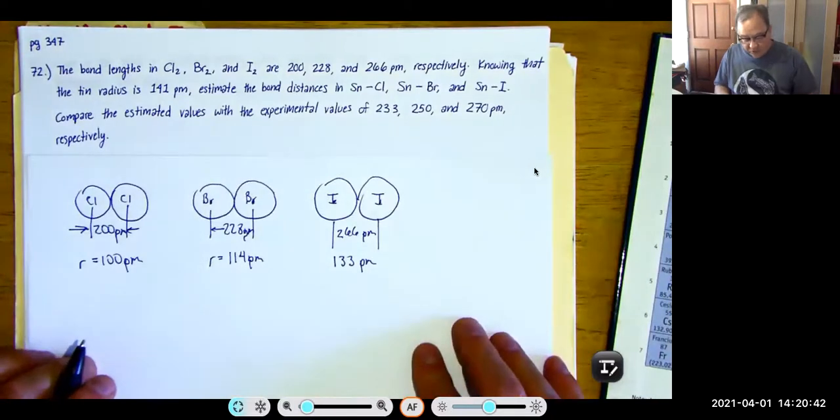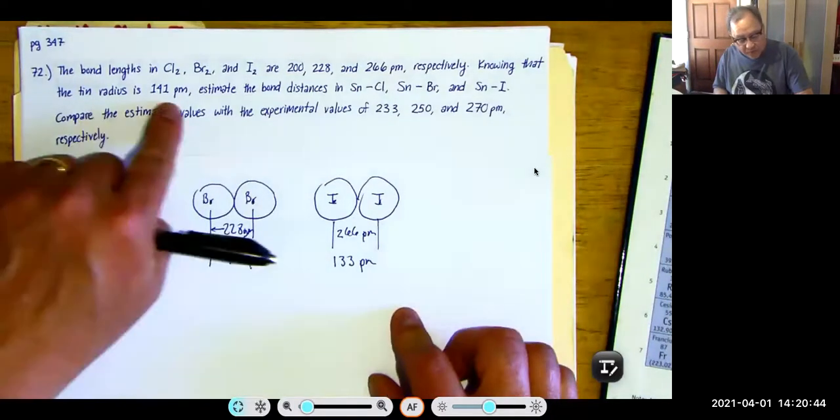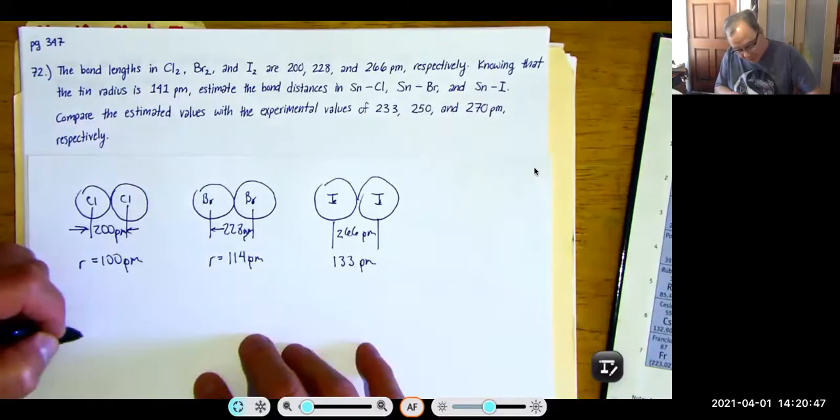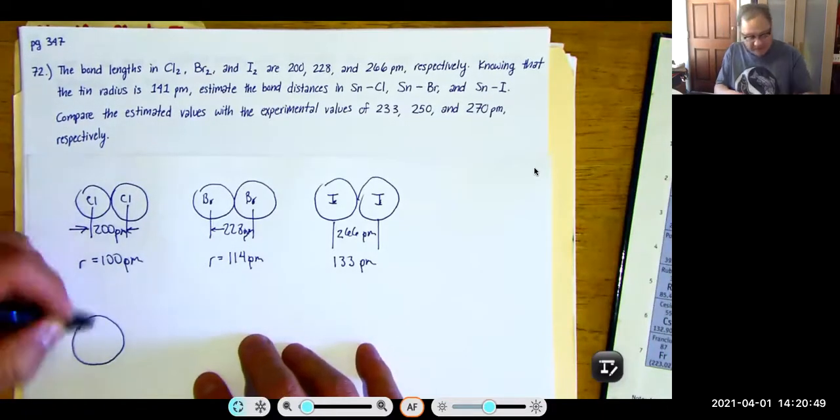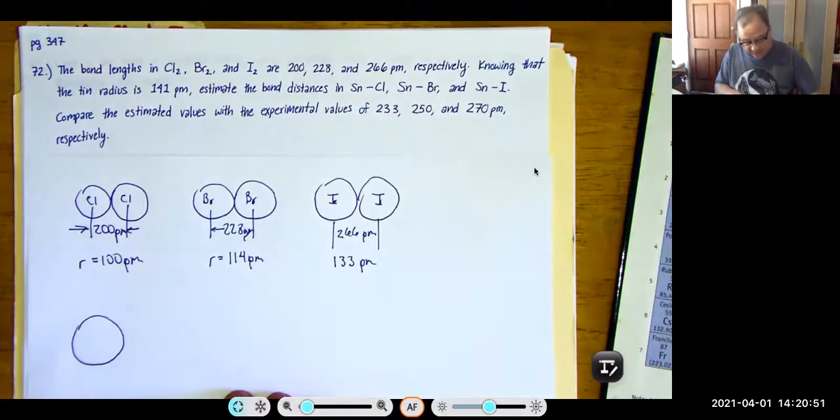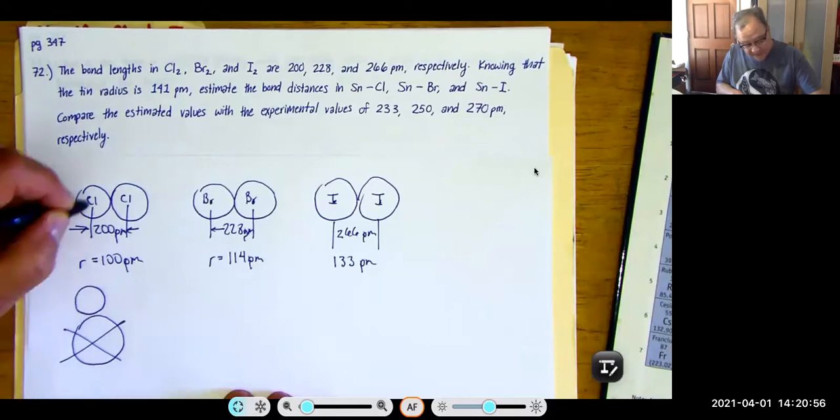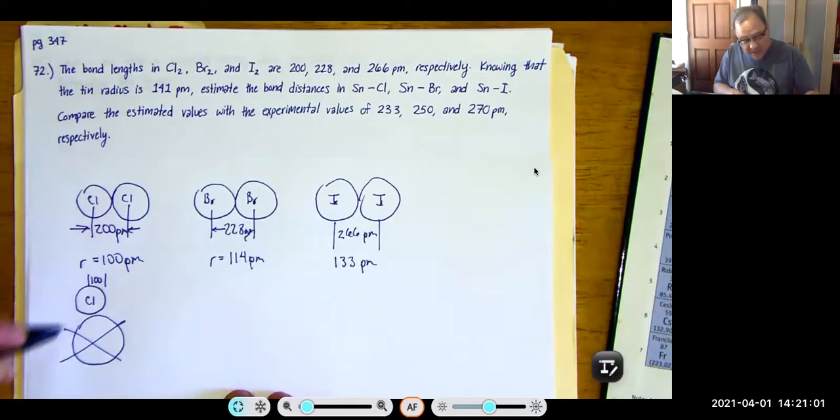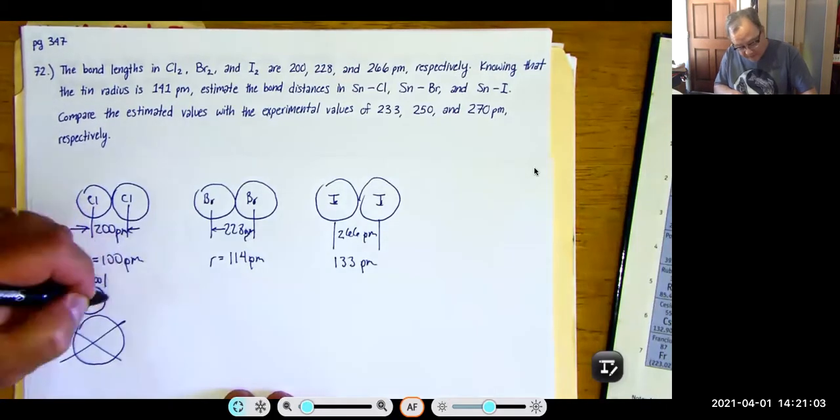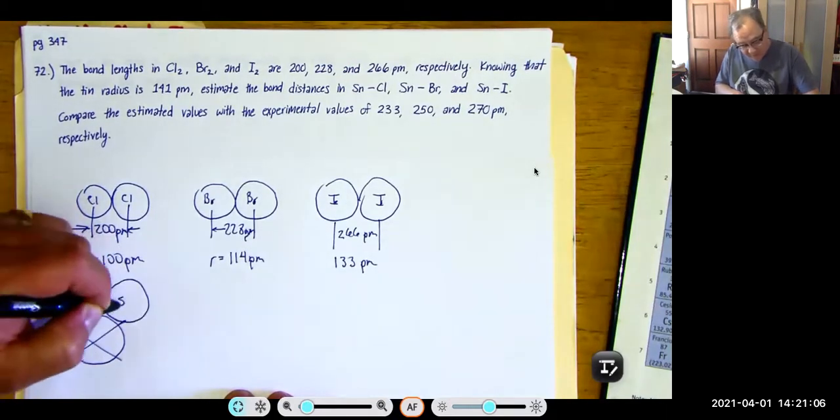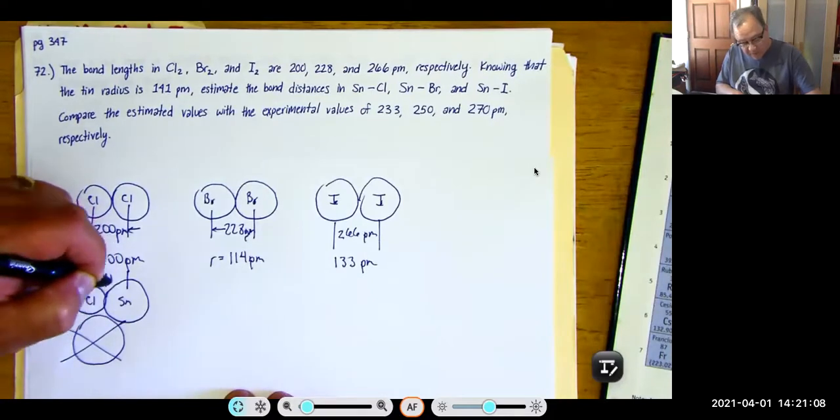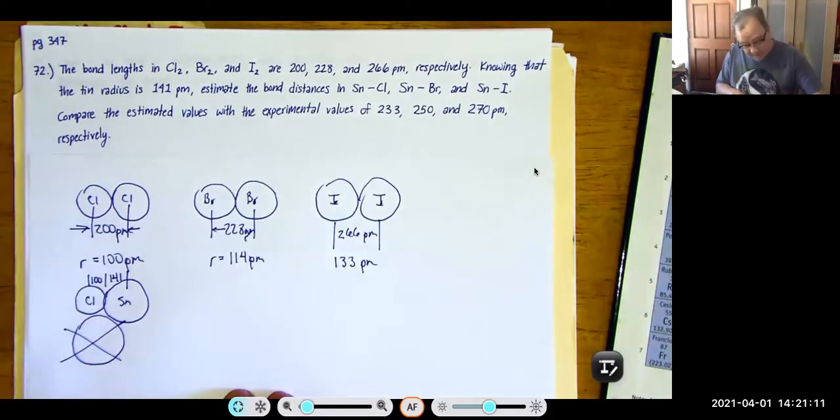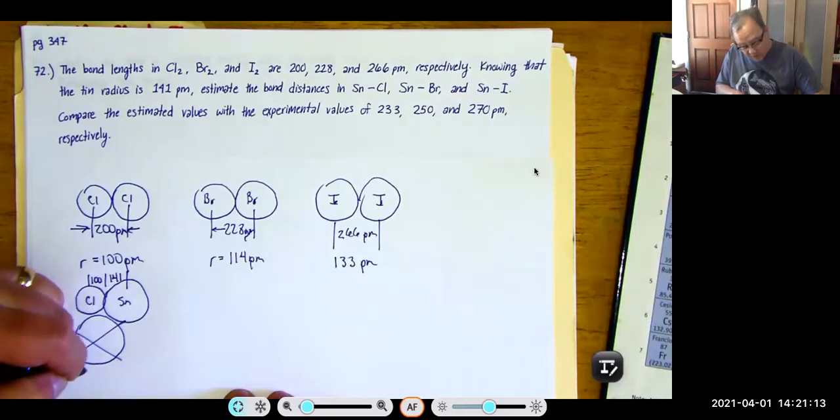Okay, so we know that the tin radius is 141. So basically we're going to take this chlorine, and I've drawn it too large, so naturally I have to cross that off. I'm going to draw my chlorine similar in size to that. And we know that from here to here is 100 picometers. And now we're going to put our tin here. So here's our tin. And we know that this distance is 141. So we expect the bond length to be about, let's see, 241 picometers.